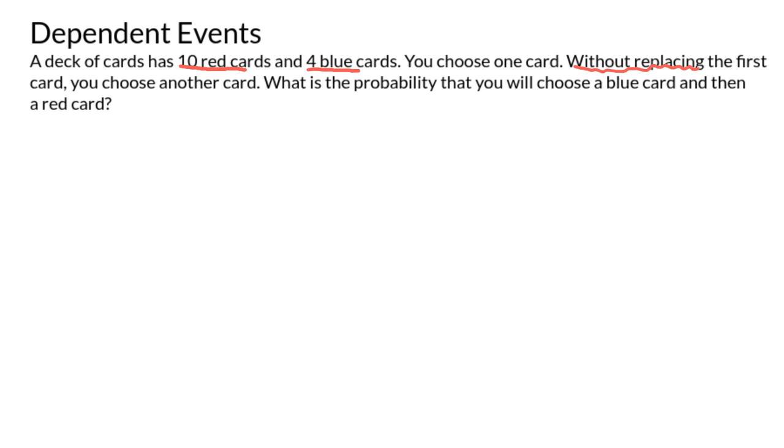The first probability says choosing a blue card. In this example, there are 4 blue cards out of a total of 14 cards. 10 plus 4 is 14. But it does say without replacing. So if we took one of those cards away, we are now left with 13 total cards.